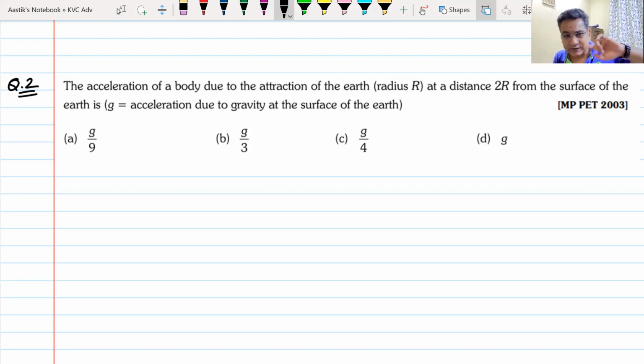Sometimes this distance is given from the surface of Earth. Sometimes this distance is given from the center of the Earth. So you must be very careful in reading the question where it is given. It is given at a distance of 2r from the surface of Earth. So remember this and get me the answer. I'm waiting for your answer.